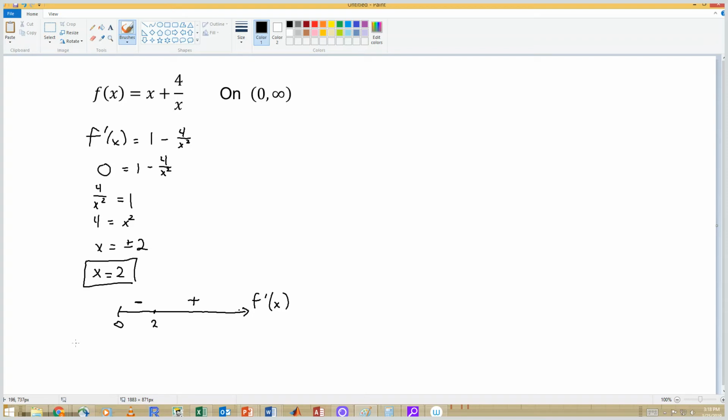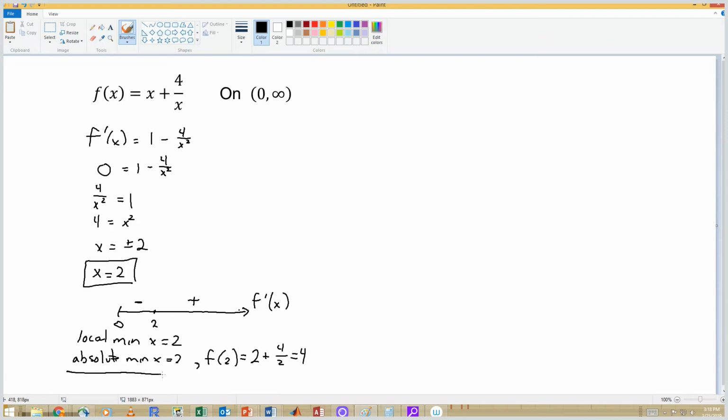So first off, we know from the first derivative test that this is a local minimum when x equals 2. But actually, because the function's decreasing between 0 and 2 and then increasing above 2, it must be an absolute minimum at x equals 2. And the absolute minimum is f of 2, which is 2 plus 4 over 2, or 4.